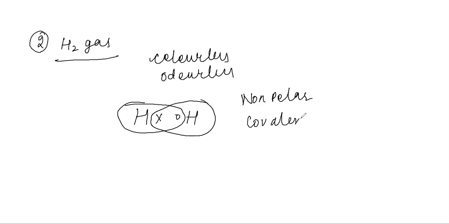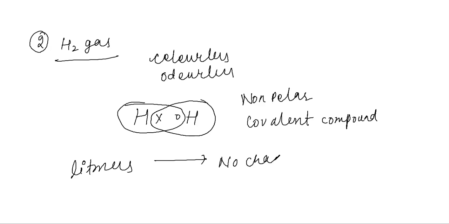And when it is a non-polar covalent compound, it will not give you hydrogen ions, so it will not show any acidic character. To confirm it, what do we do? We take litmus paper of both colors. We see there is no change in the color. No change means it is neutral.